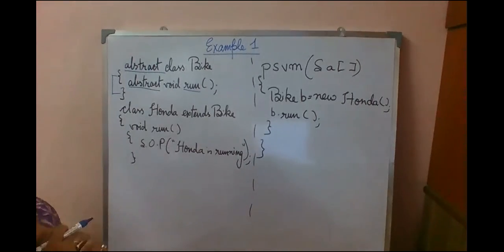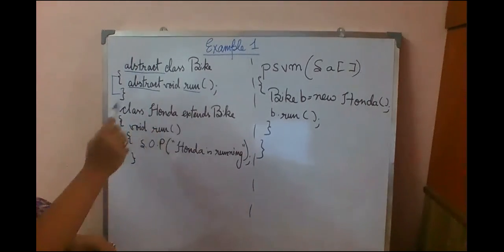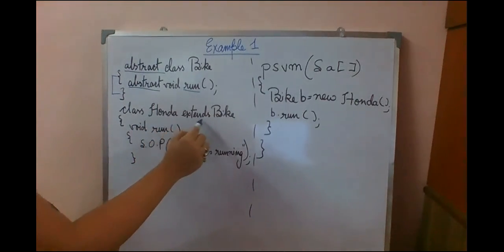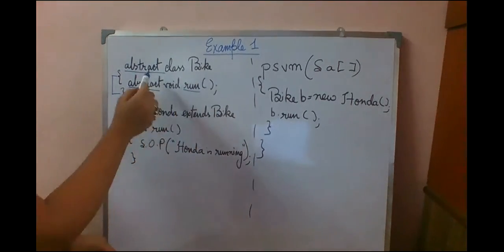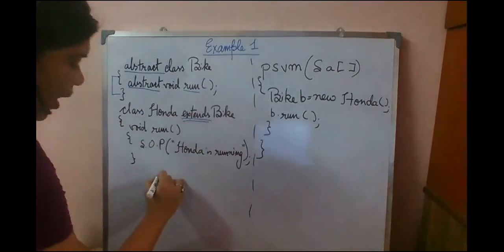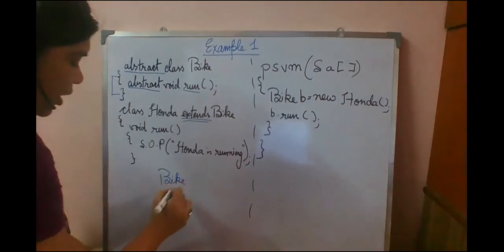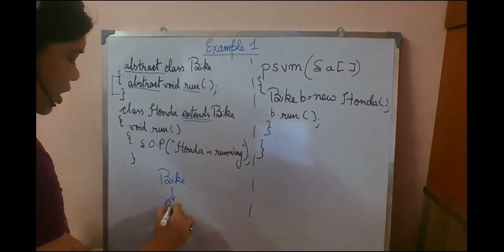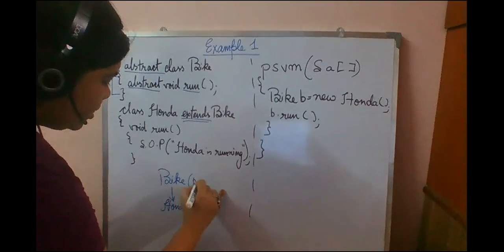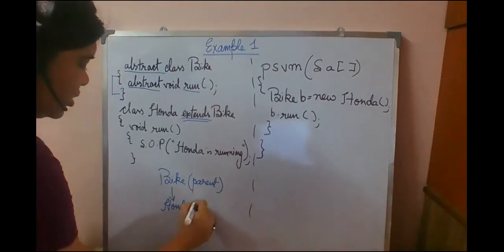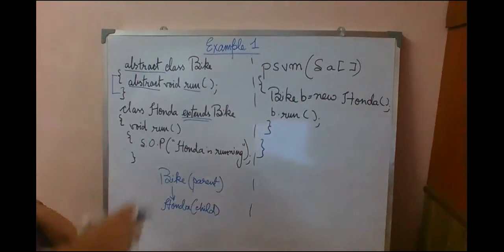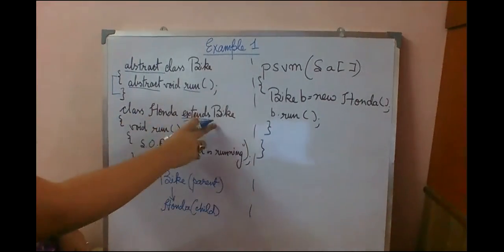Now, how do we implement it? A normal class Honda. See, here is no abstract keyword. So this is the normal class Honda. This Honda class extends the Bike. The abstract class is extended by a normal class. That means Bike is the parent class, and Honda is the child class. Right? You can understand this thing. This is the parent. This is the child. So in the child class, we are extending the parent class.